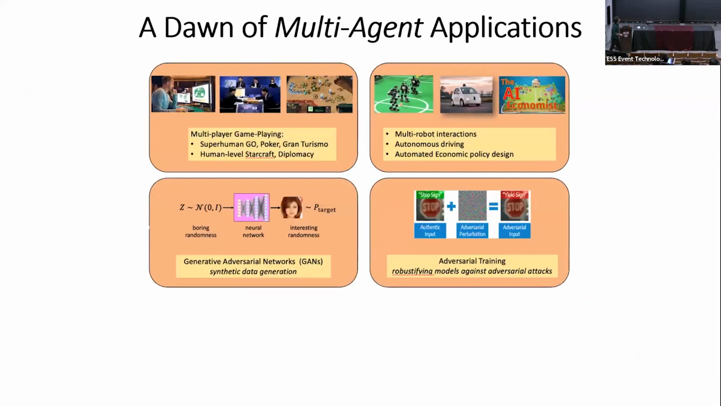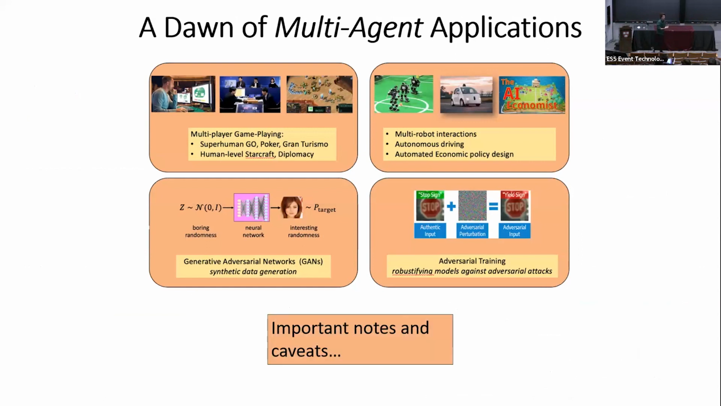So that's for motivation. Coming back to my original thread, there's a ton of applications on this multi-agent front that are either explicitly multi-agent or implicitly, where modeling as multi-agent is a useful tool. And there has been a lot of progress on the applied side of things. But there are some important caveats, which I wanted to discuss to motivate the rest of the talk. So what are some caveats?